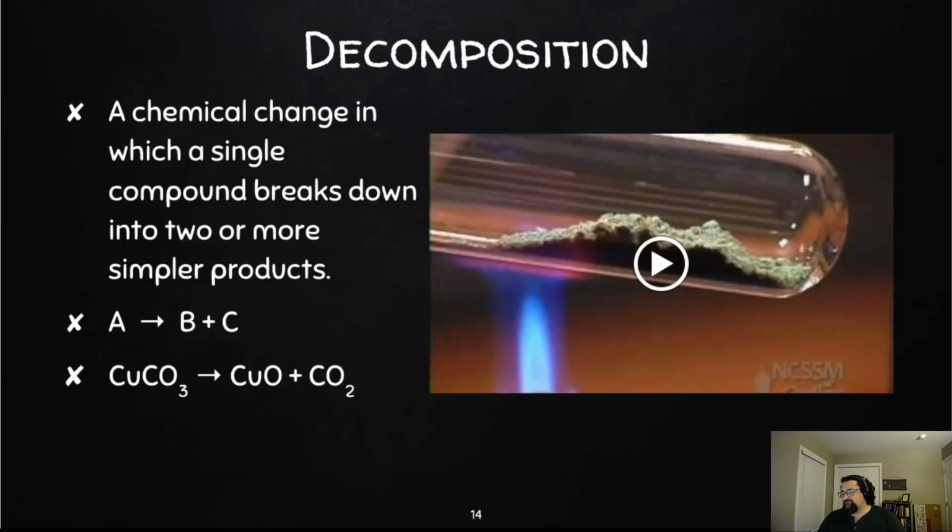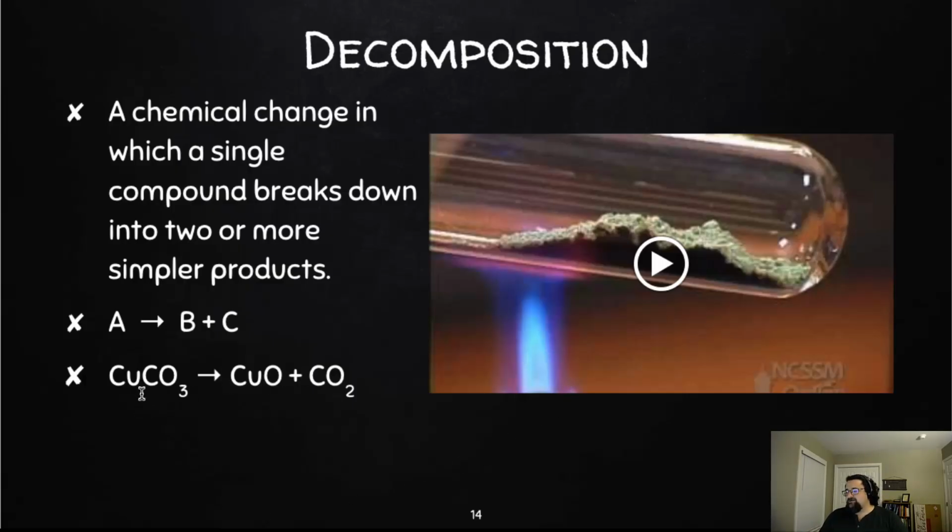Okay, now, next up we have decomposition, which is just the exact opposite. So we have a chemical change in which one single compound is going to break down into many products. It could be two, it could be three, it could be four. Doesn't matter how many. It is decomposing one single reactant, many products.